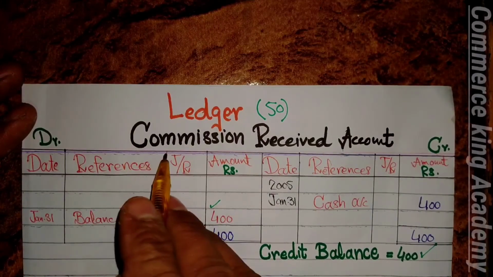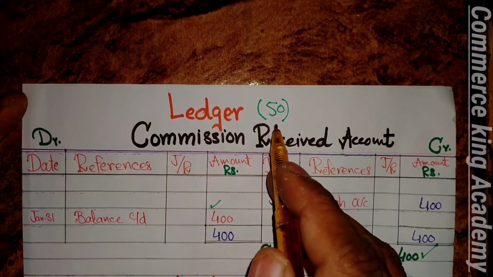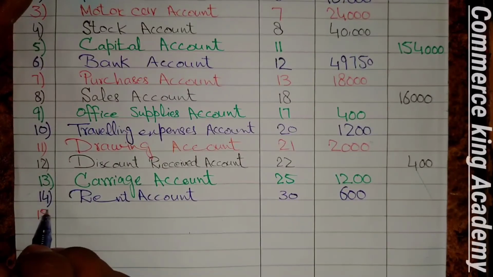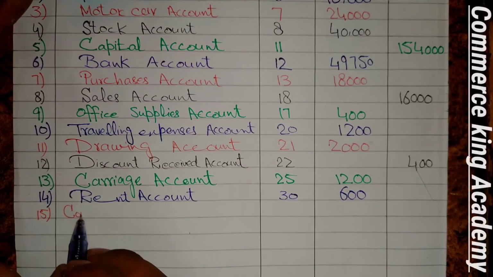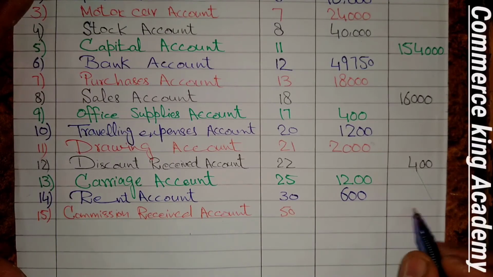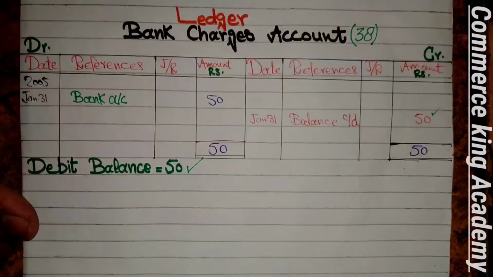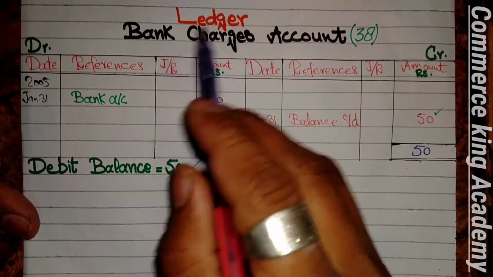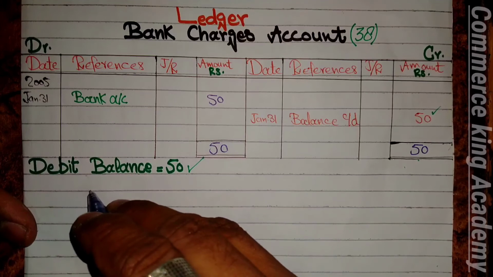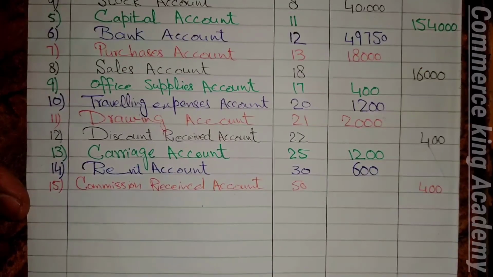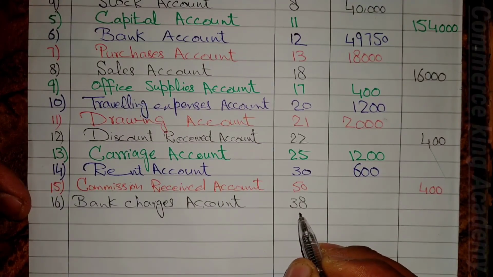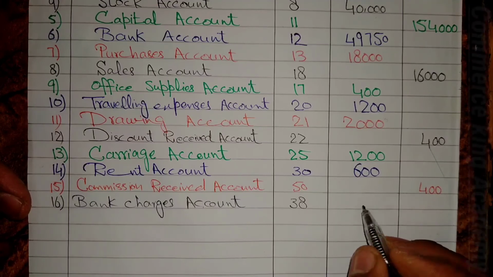Second last ledger account is commission received account with ledger folio number 50, which has its credit balance amounted 400 rupees. Serial number 15, account name commission received account, account number 50, amounted 400 as credited. The last account entry is the ledger of bank charges account, amounted 50 rupees as a debit balance with ledger folio number 38. Serial number 16, account name bank charges account, account number 38, debit balance 50 rupees.